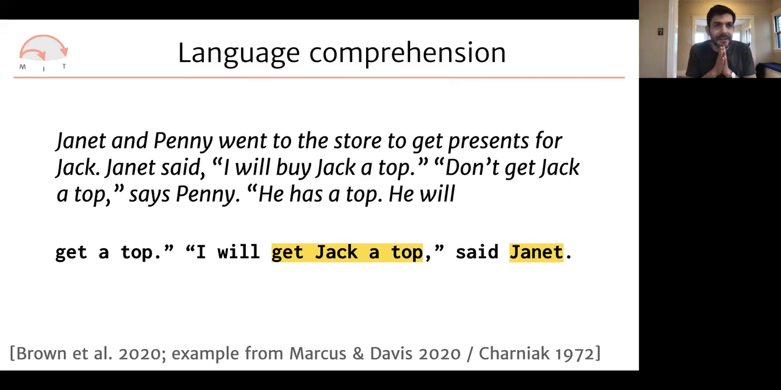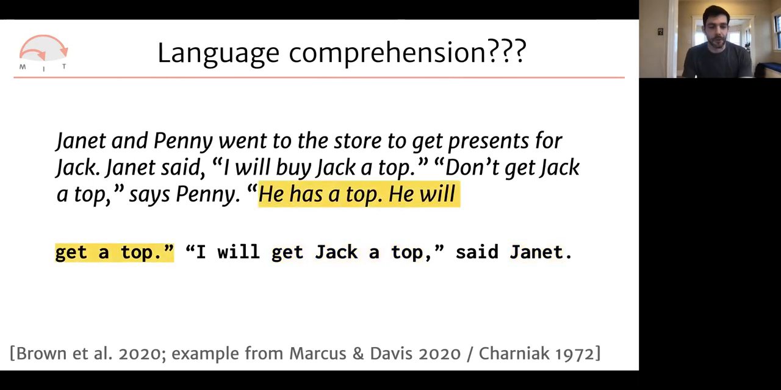And I think it's easy to forget that as recently as 5 years ago, this was just not something that language models could do, right? They had access to a fixed context. They couldn't see very far into the past. And they certainly couldn't do this kind of long-range modeling, like remembering that Jack is still around here and that the thing that we're talking about right now is that we're going to get Jack a top. But the other thing that's important about this passage is that it's total nonsense, right? Penny says, don't get him a top. He has a top. He will get a top. Janet says she'll get him a top.